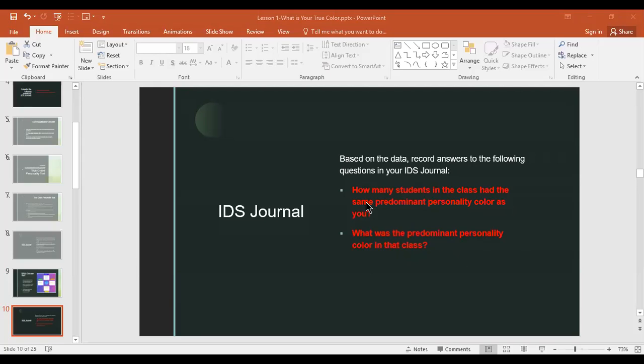Okay, so obviously you can't see how many, you can only see percentages. So you can put the percentage. You can say, this was the proportion of students from our class that had the same predominant color as me. And then overall, what was the predominant color for the class? So I'm going to give you 2 minutes to answer this, okay? And I'm going to call on someone when we're done to respond, okay? So 2 minutes on the clock to respond.